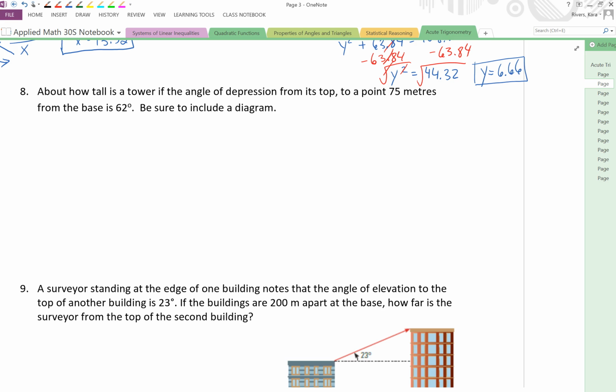For number 8, it says, how tall is a tower if the angle of depression from its top to a point 75 meters from the base is 62 degrees? Be sure to include a diagram.